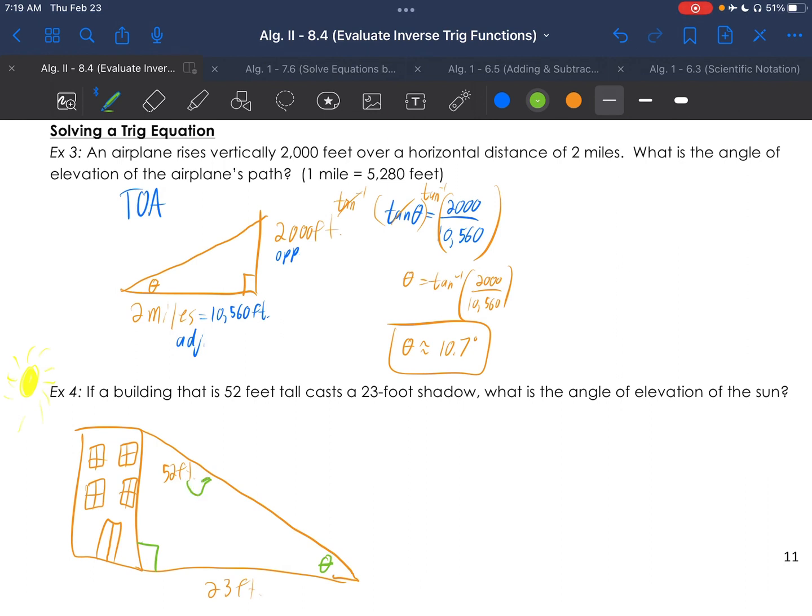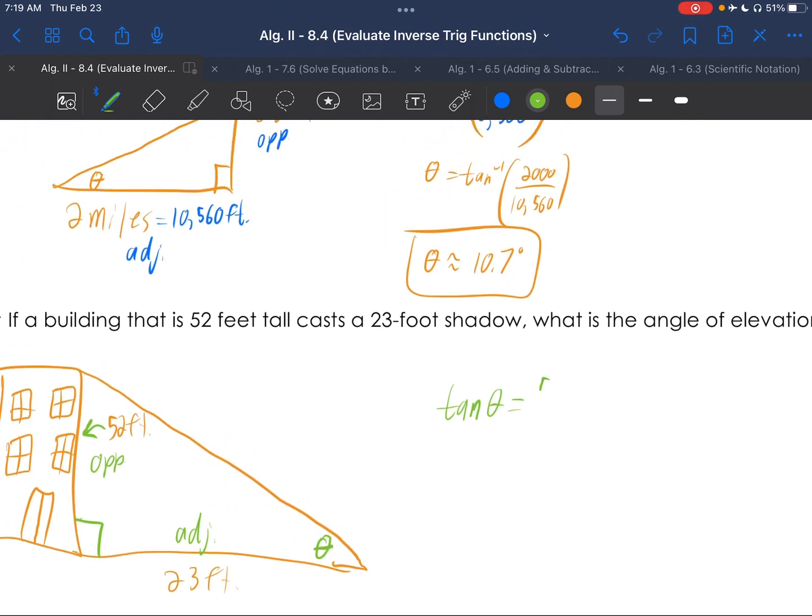I want to note that my picture got a little off. 52 feet is not the hypotenuse. It is the height of the building, like the prompt says. So once again, we have the opposite and the adjacent, so we're going to be dealing with tangents. We say tangent of theta, because you always take sine, cosine, or tangent of an angle, is equal to the ratio of those two sides. So it's 52 over 23.